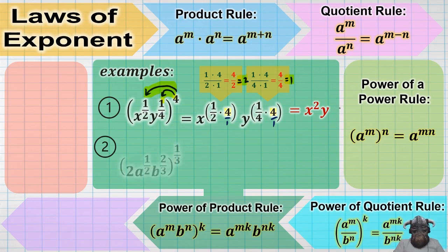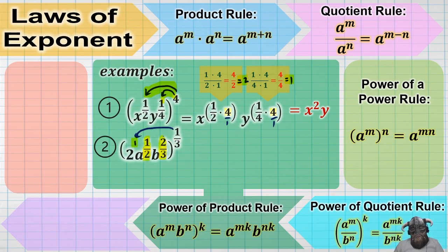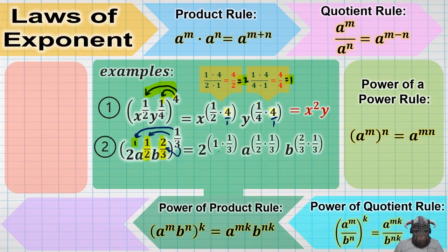Okay, let's go to example number 2. We have the given 2 times a raised to 1/2 times b raised to 2/3, quantity raised to 1/3. So once again, when there is no exponent, even if it is a constant number, let's put 1 to avoid confusion. And we have 1/2 and then 2/3. There we distribute 1/3. So to the 1, to the 1/2 of a, and then to the 2/3 of b. So we'll now have 2 raised to 1 times 1/3, and then a raised to 1/2 times 1/3, b raised to 2/3 times 1/3. So this is what we will do.